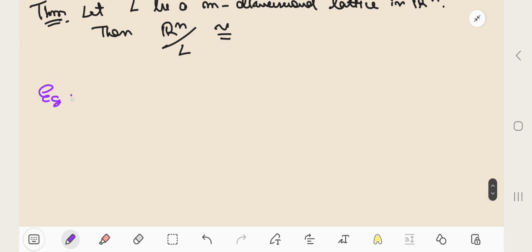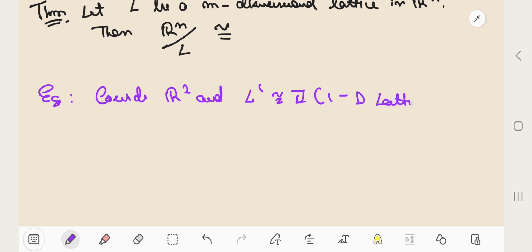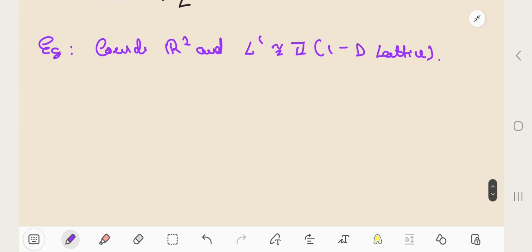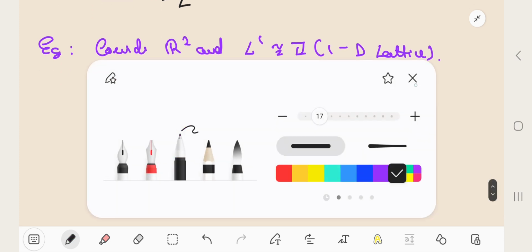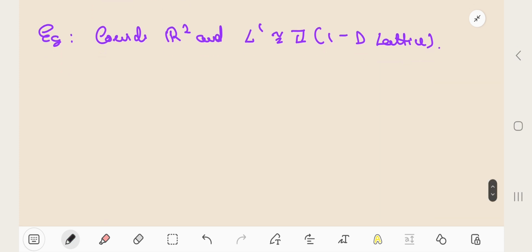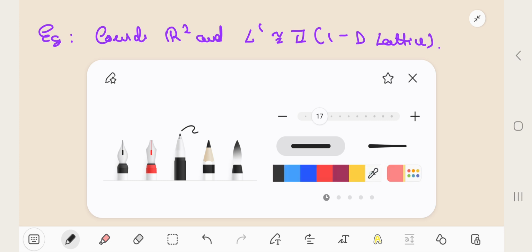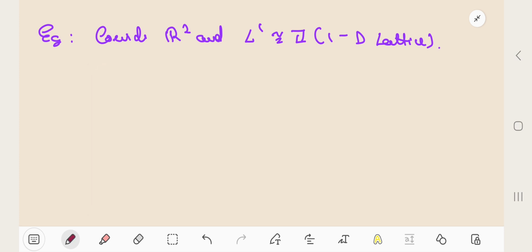So example, consider R2 and L1 that is isomorphic to Z, the one dimensional lattice. Okay, now this is a very fine observation to talk about. Let me change the color once, it will be better. Okay, let me take this color.